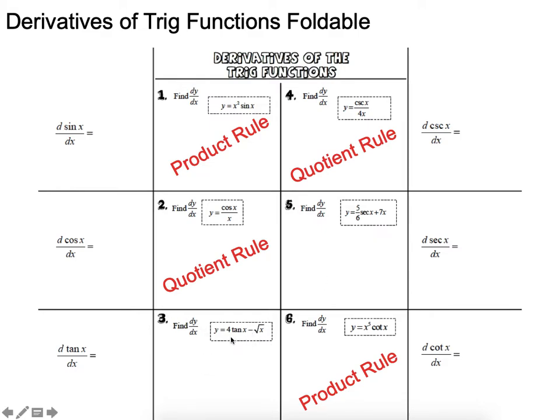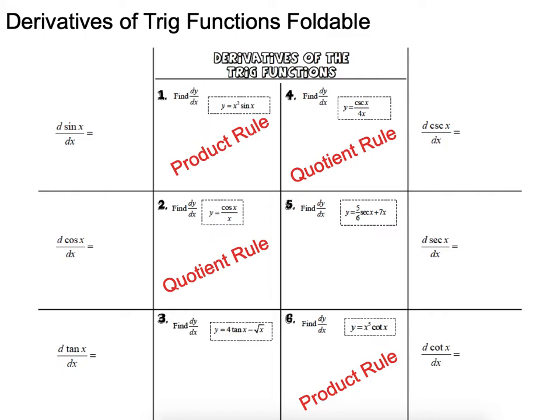Like for instance, number 3, we're going to take 4 times the derivative of the tangent. And of course, we know the derivative of the tangent is the secant squared. And then minus the derivative of x to the half power. So this derivative is going to look like 4 secant squared x minus 1/2 x to the minus 1/2. And then, of course, rewriting this so that it's back in radical form and back in the denominator, since we have that negative power after we differentiate it. So go ahead and get started on these examples and complete your foldable. When we get back into the classroom, you can hole punch that so that it can go into your binder.